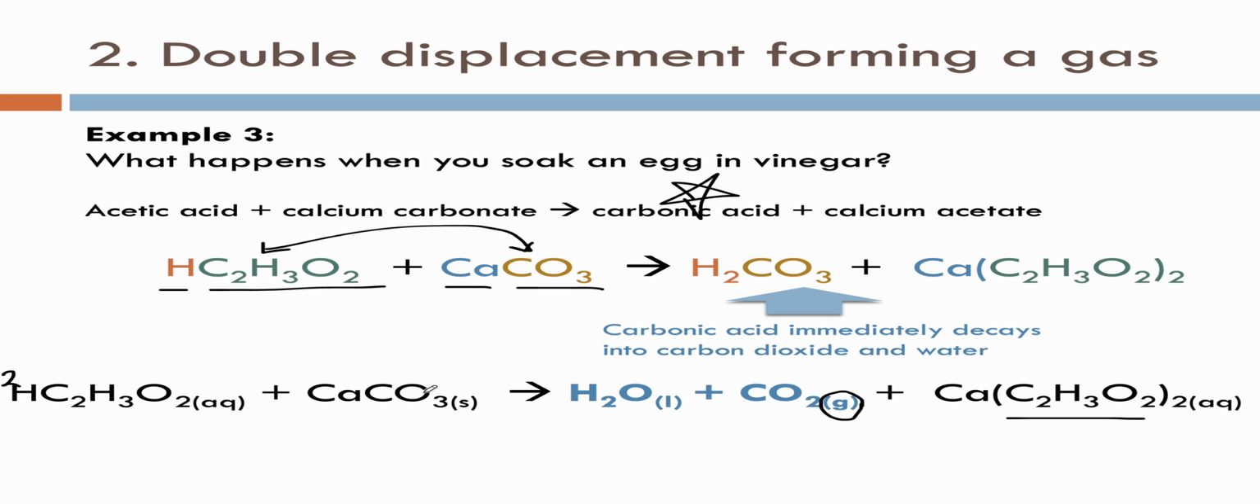In terms of oxygens, I have 3 here. These ones are part of the acetates, already accounted for. And on this side I have 1, 2, 3 oxygens. So we're all balanced now for all of our elements there. And that is double displacement forming a gas.